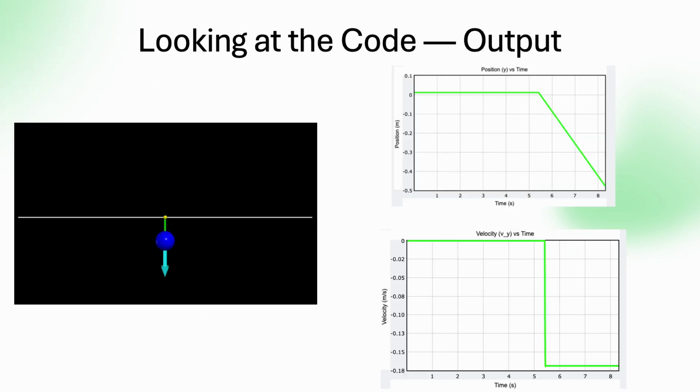Looking at our code output, we can see that for the first around 5.3 seconds, the y position stayed stationary, and then as the slinky dropped, it went down on the position axis. Same thing with the velocity: the velocity begins to change after 5.3 seconds. To model this in GlowScript, this is what that output looked like.